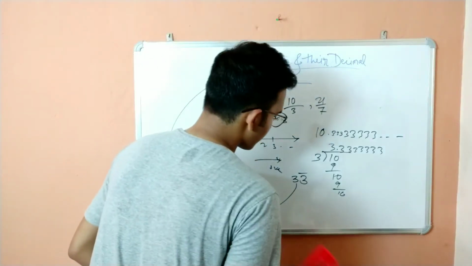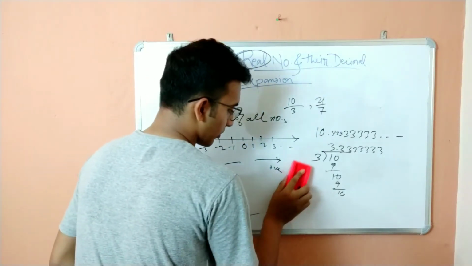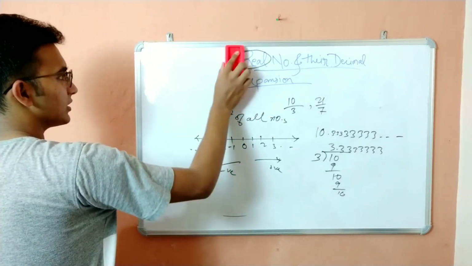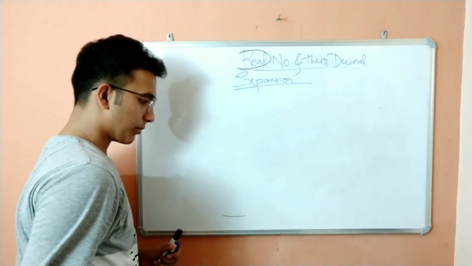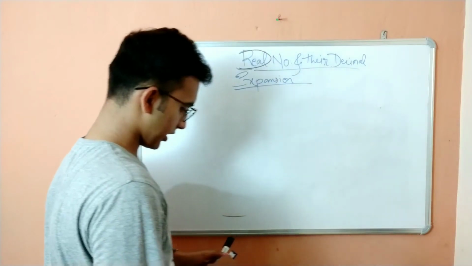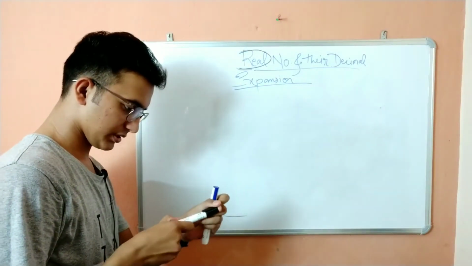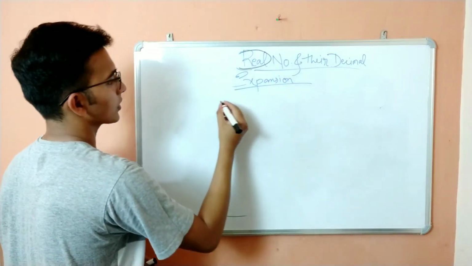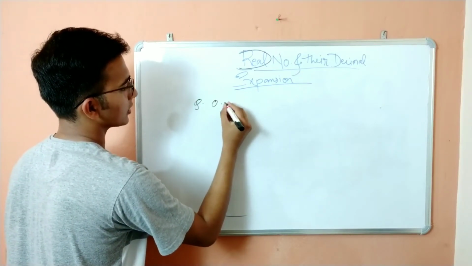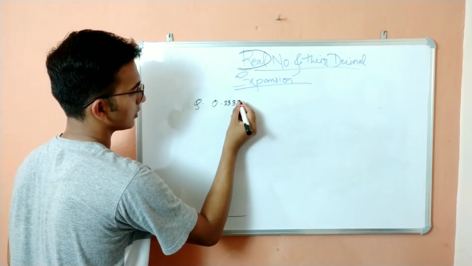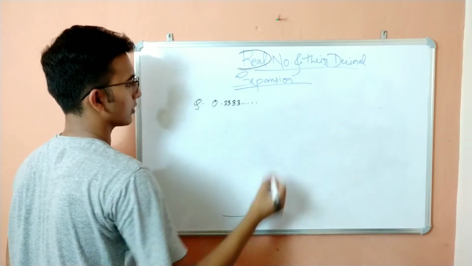Now, the common problems or sums that you will get in this section, the most common type of problem that you will find in this section is this one. You will be given 0.3333, it goes on.